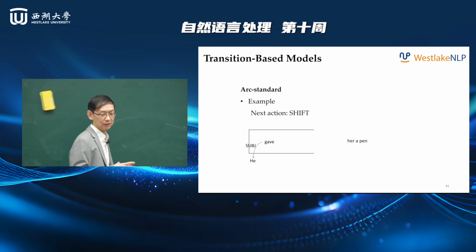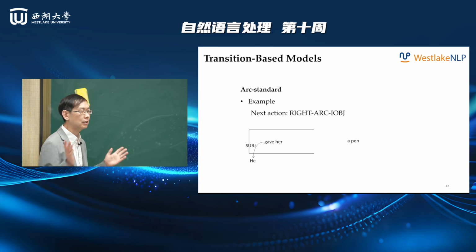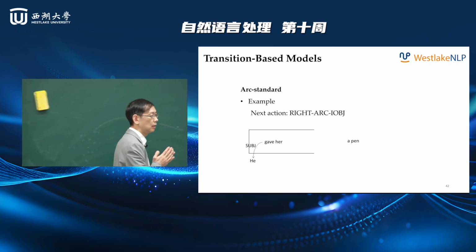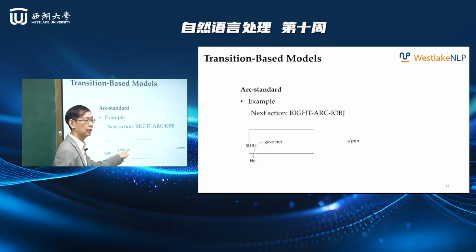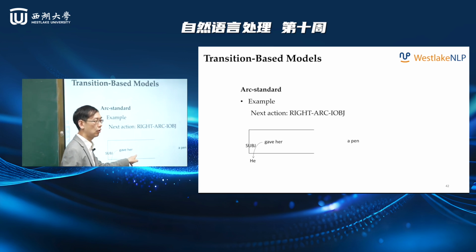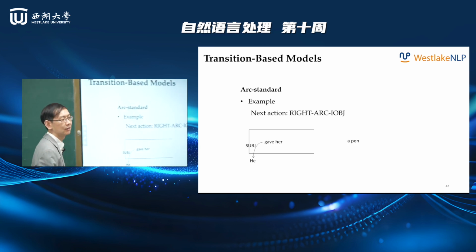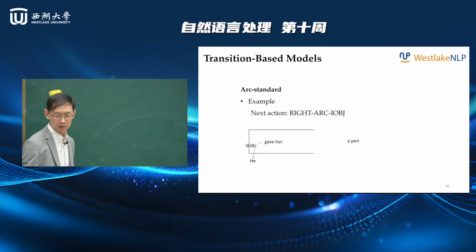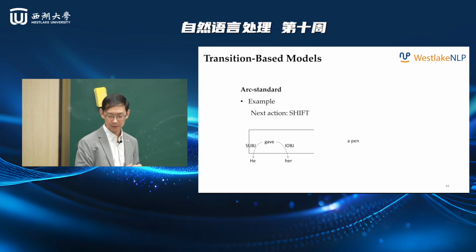So this is left arc. And then I continue to shift her onto the stack. Now the next action to take, again, applies to the top two items on the stack. The top of the stack is her, the second top of the stack is gave. And now we need to build a right arc to make her the object of give. And similarly, because her has already found the head word, I pop it.